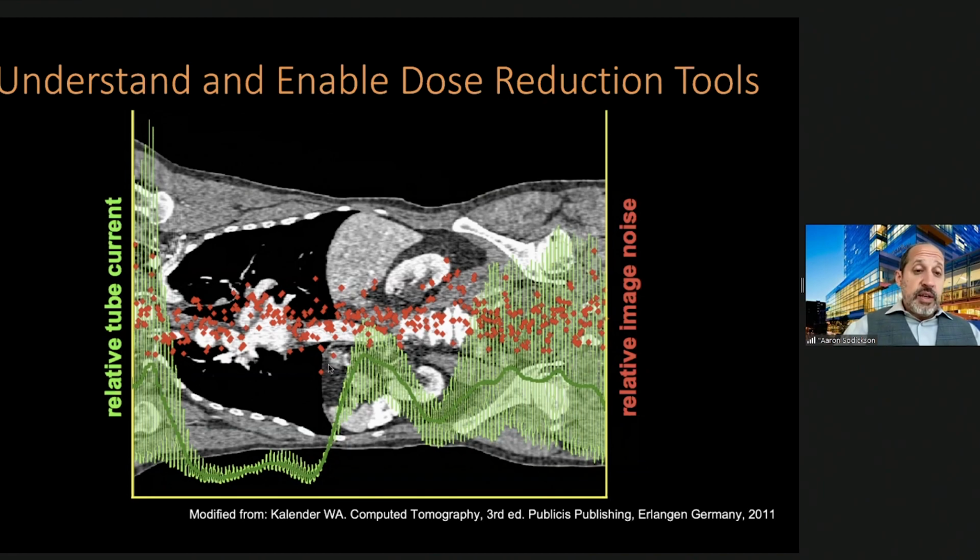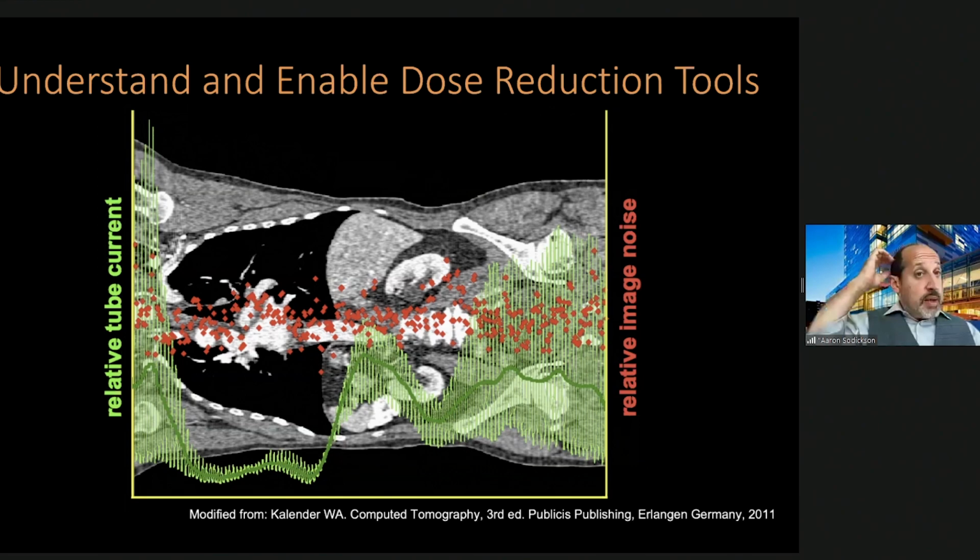The way this is done is we have a couple of different flavors of tube current modulation. There's longitudinal tube current modulation, which is best shown in the solid green line here, where we take advantage of the fact that areas such as the lung have very little X-ray stopping power. And so we need much less in the way of X-ray flux to penetrate through this part of the body and to give us the image quality we need.